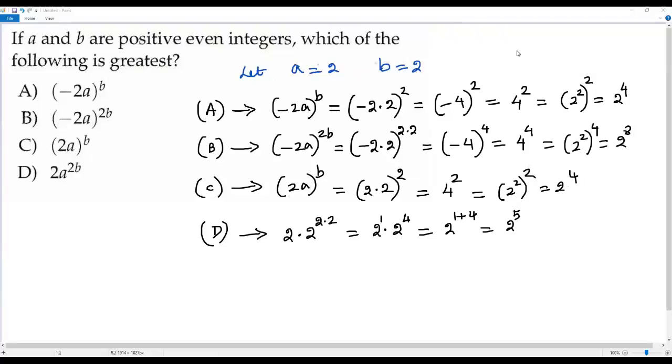So the evaluation of option A is 2 to the fourth power, B is 2 to the eighth power, here 2 to the fourth power, 2 to the fifth power. So clearly among these values, 2 to the eighth power is greatest. So we get 2 to the eighth power from option B. So the correct answer choice for this question is option B.